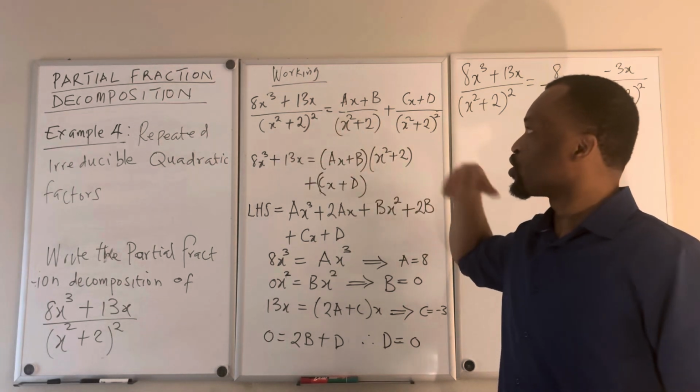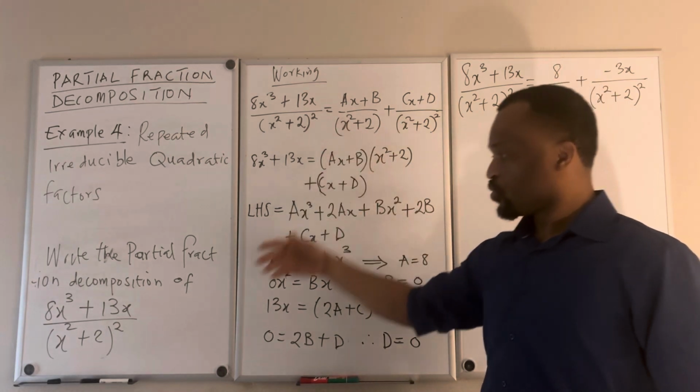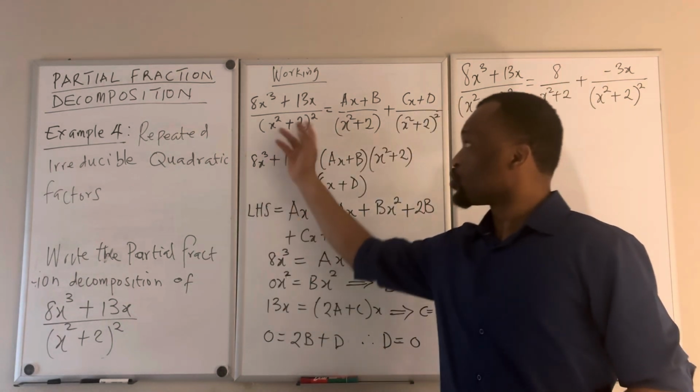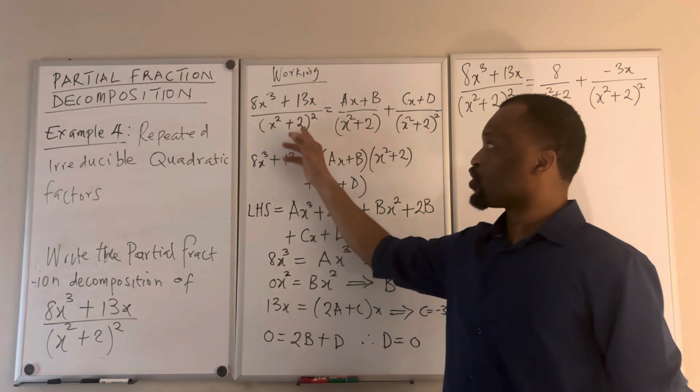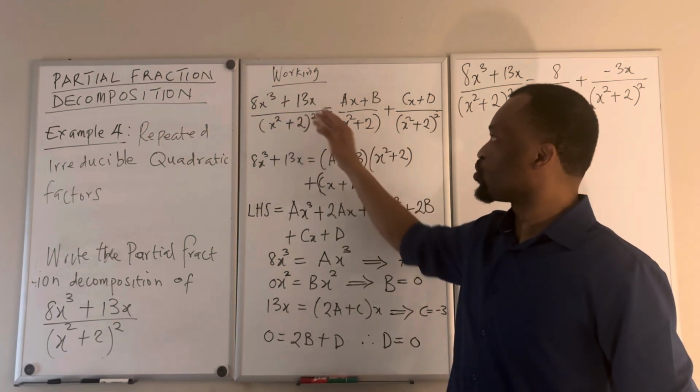So what we need to do is multiply both the right hand side and the left hand side by (x^2 + 2)^2, which is what we have at the denominator here. Multiply both sides by (x^2 + 2)^2 with the right hand side.